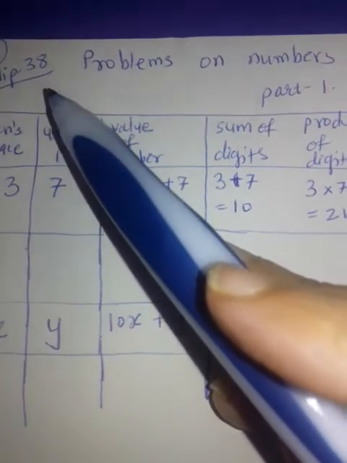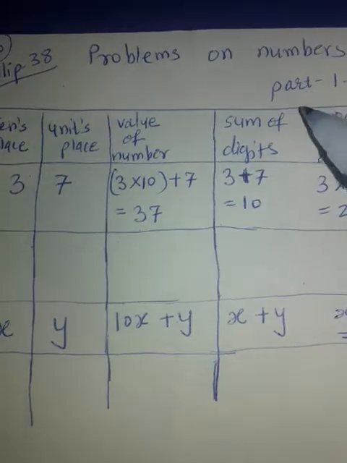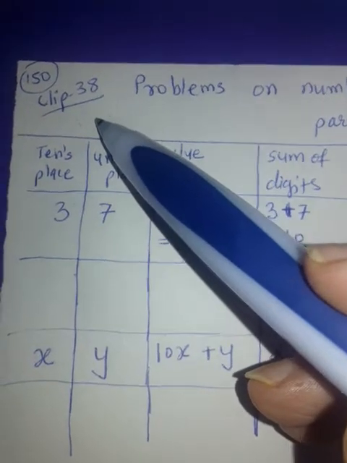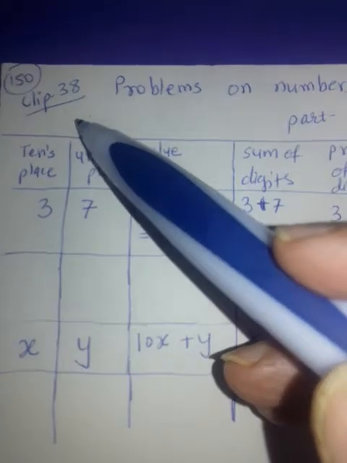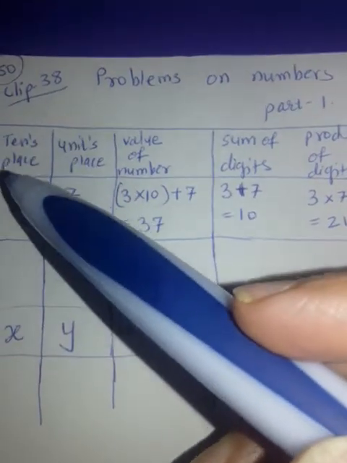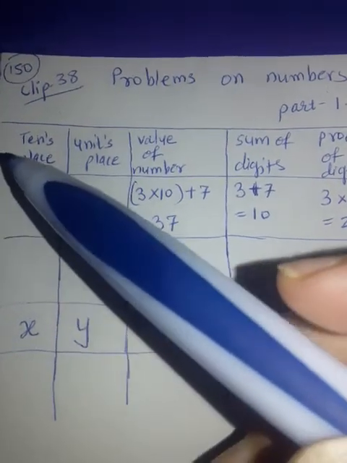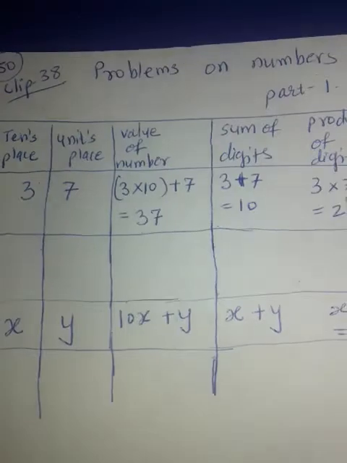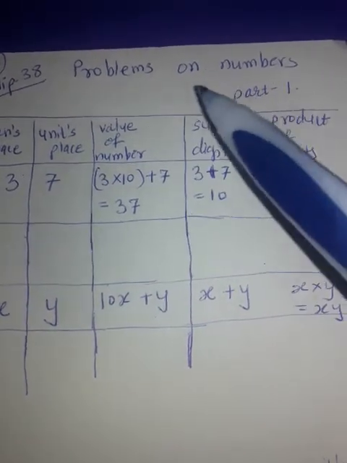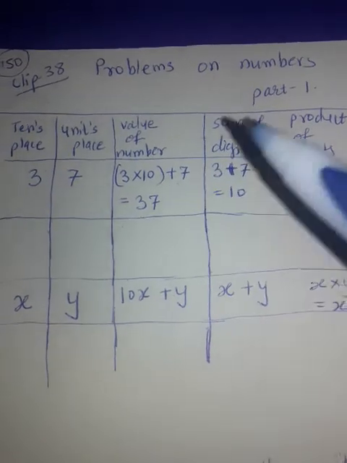Today is clip 38, Problems on Numbers Part 1. In clip 36 and 37, we have covered how to solve simultaneous equations. I also covered a few word problems. We learned 3 procedures. So I hope by this time you are expert in solving simultaneous problems. We are going to use it today on this topic, problems on numbers. So let's begin today's topic.